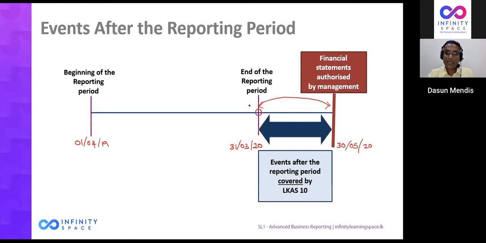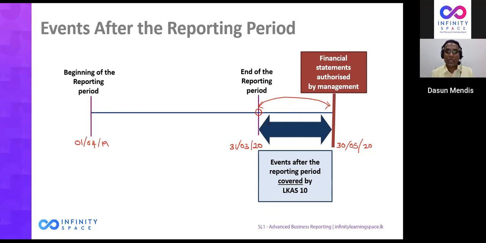What do you mean by adjusting event? An adjusting event is an event which provides further evidence on a condition that existed on the reporting date, so that you adjust your financial statements. A non-adjusting event is an event which provides new evidence where no condition existed at the reporting date. So if a particular event is a non-adjusting event, you are not going to make any adjustment to the financial statements. What you do is make a disclosure about the event and its estimated financial impact in the financial statements.